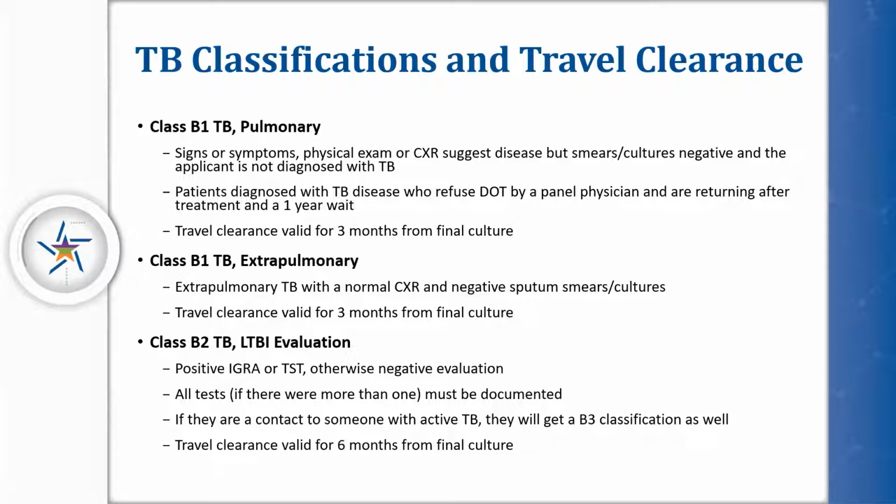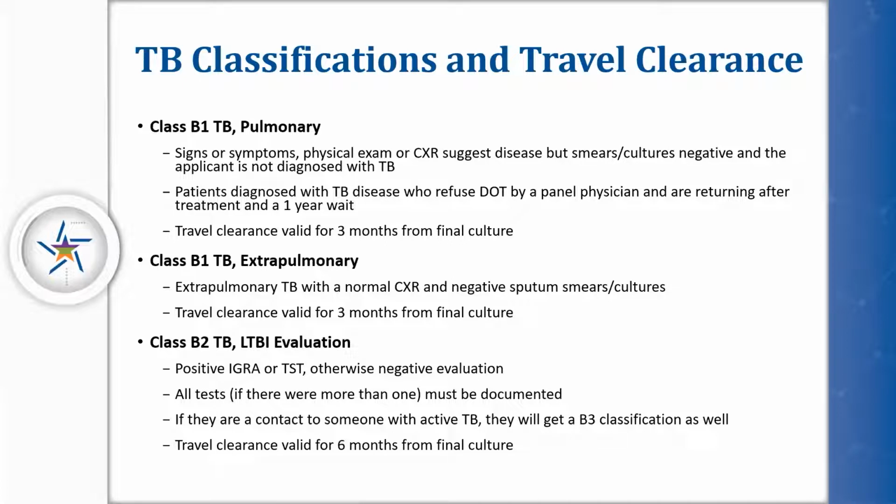So if they come back after a year, they can come back for reevaluation, but obviously if the panel physician feels like that person still has TB disease, they still need to be treated. But if after a return, it does not look like they have TB disease, you have collected the sputums and they are all smear and culture negative, then that person could be given a designation of Class B1, and their travel clearance would be valid for 3 months from the final culture.